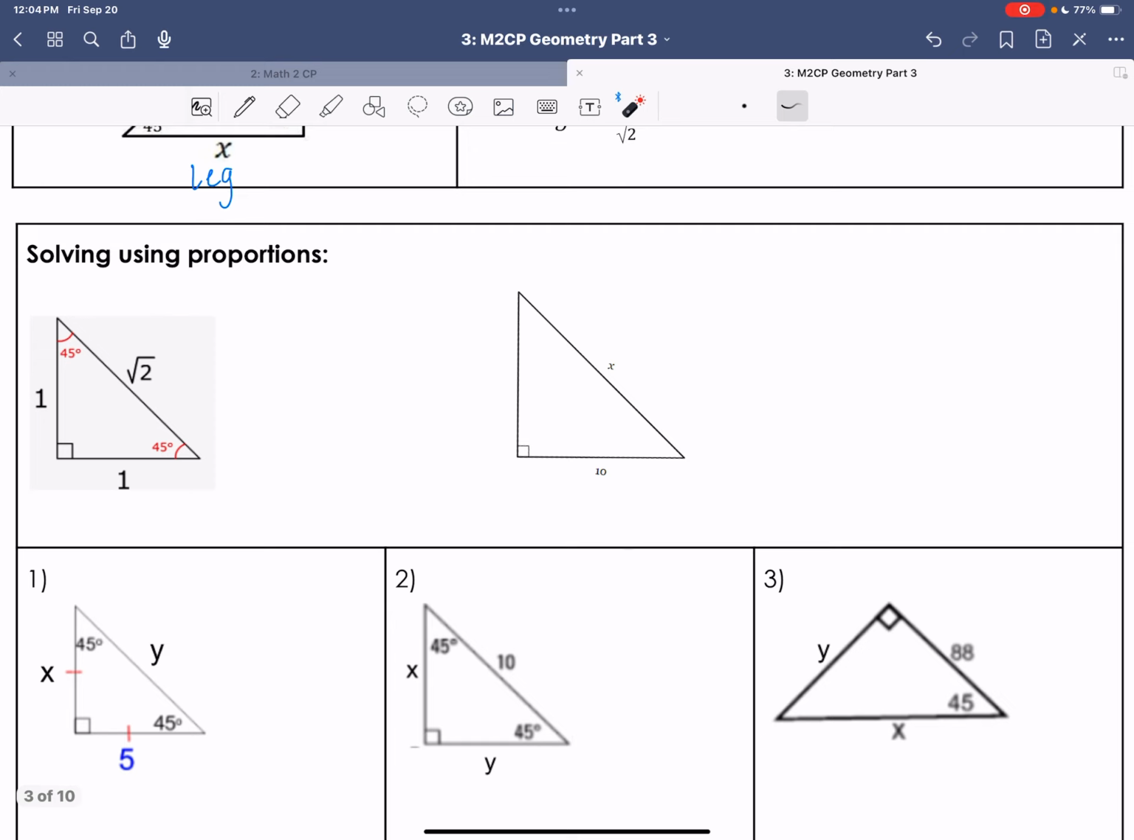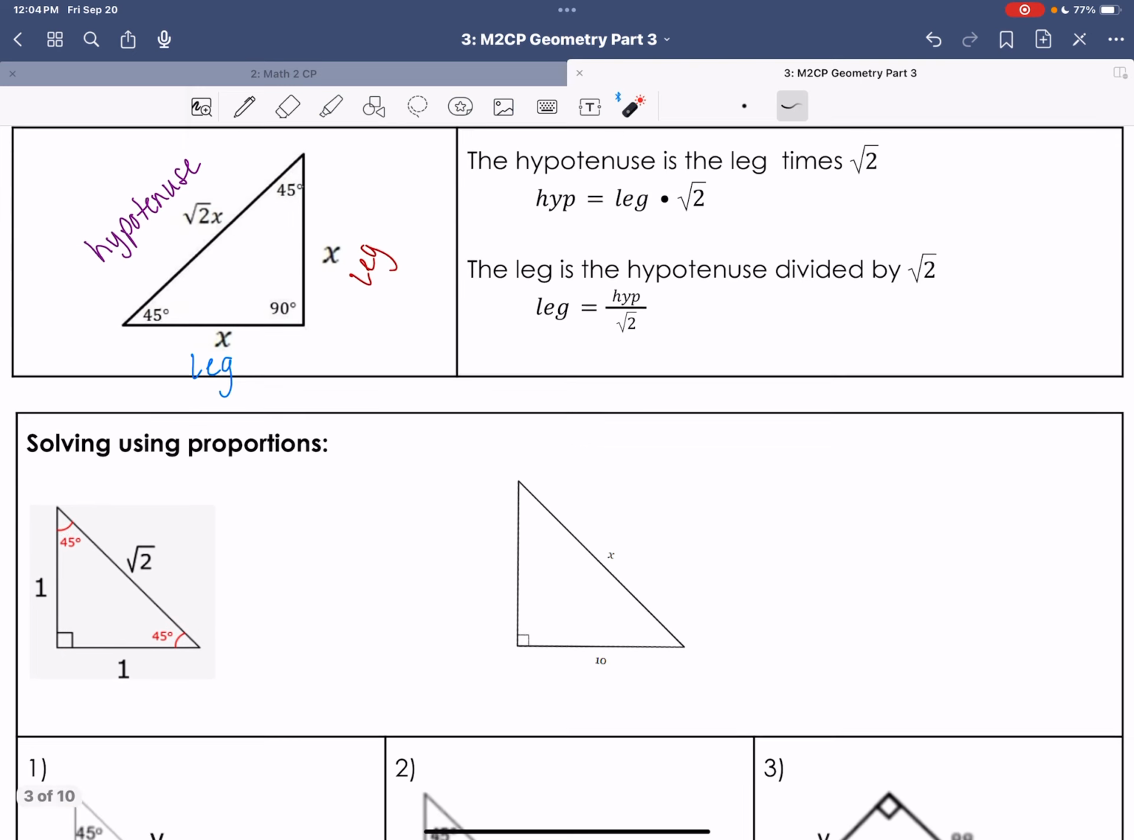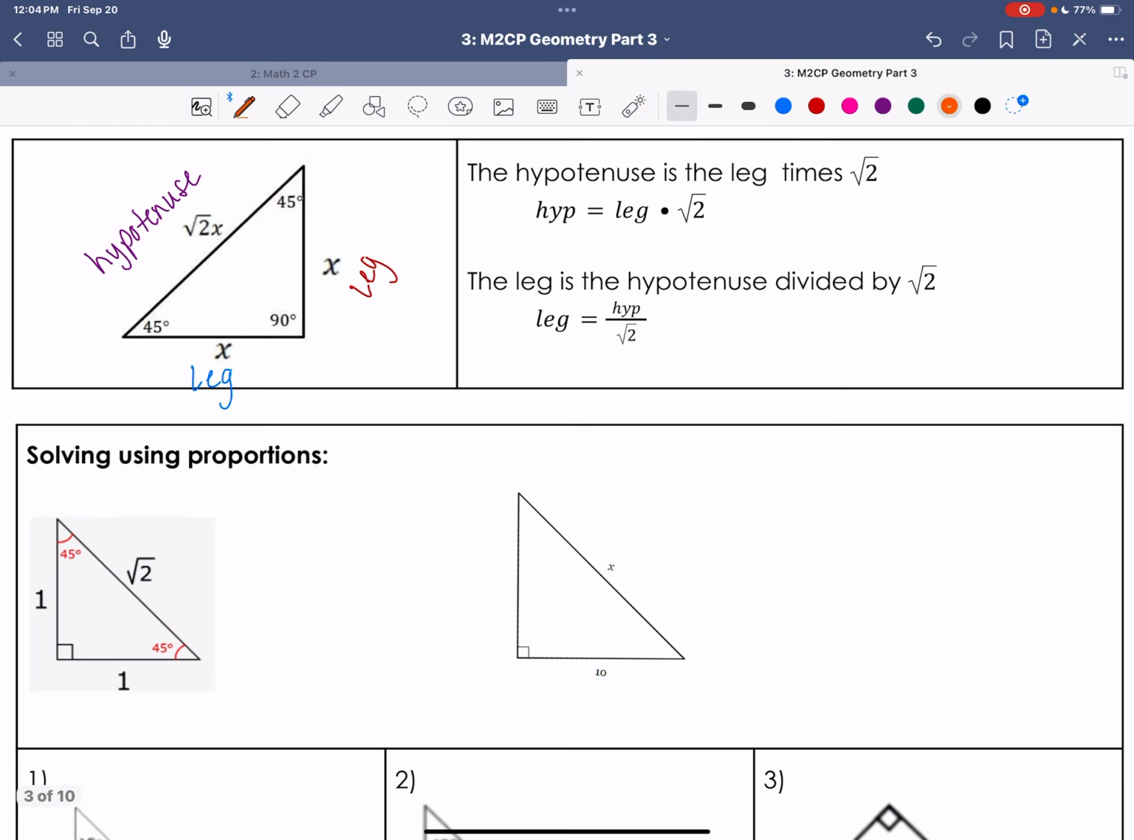So for this first one, it says solve using proportions. Well, it's labeled as 45, 45, and 90, so we're going to use these right here. We're going to do a proportion, and we're going to set up this side to this side, and then this side to this side, because that's the information that was provided. So let's go ahead and start here.